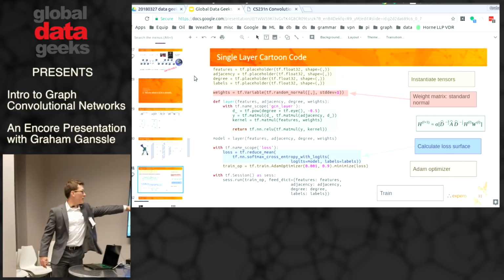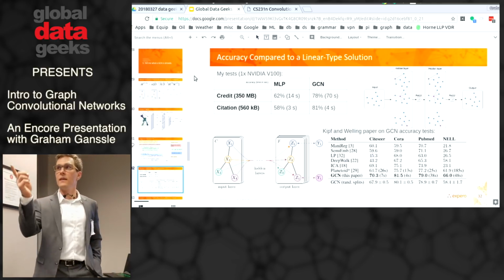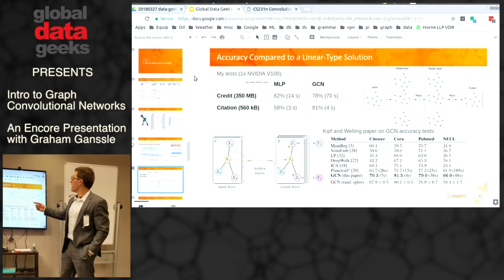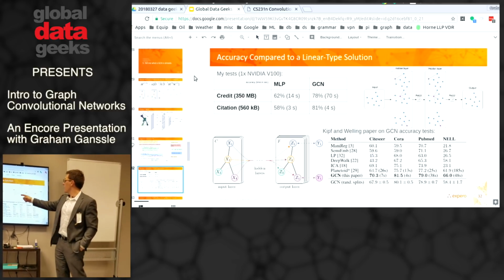So, bottom right-hand table, those are Kipf and Welling's results. The paper is linked. Again, get the presentation from them and you can read it. You can just search it on arXiv, you'll find it. These are our results, and they correspond pretty well, actually.